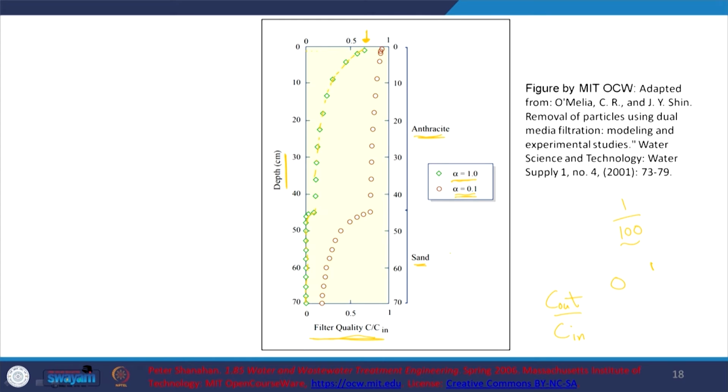With respect to relatively less chemical treatment, what do you see? Again anthracite is obviously not doing very well, but from the sand the removal efficiency increases. So, here you can see the role of the chemical treatment and the role of the dual media filter. This is something to keep in mind.